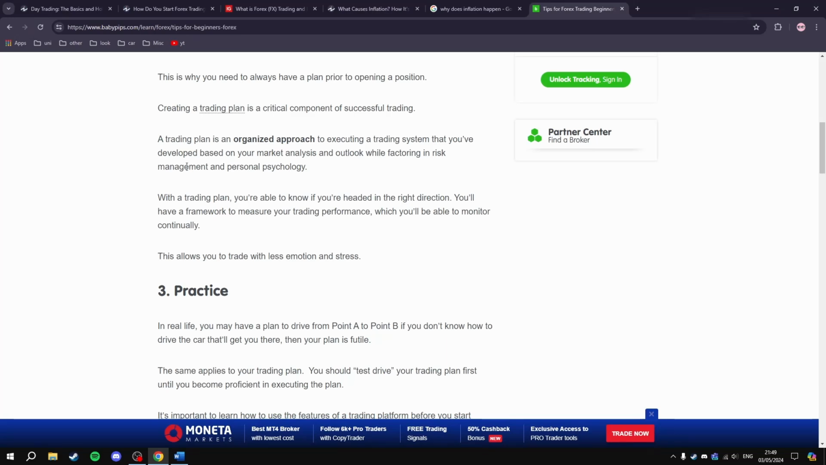Creating a trading plan is a crucial component of successful trading. A trading plan is an organized approach to executing a trading system that you develop based on your market analysis and outlook, while factoring in risk management and personal psychology.